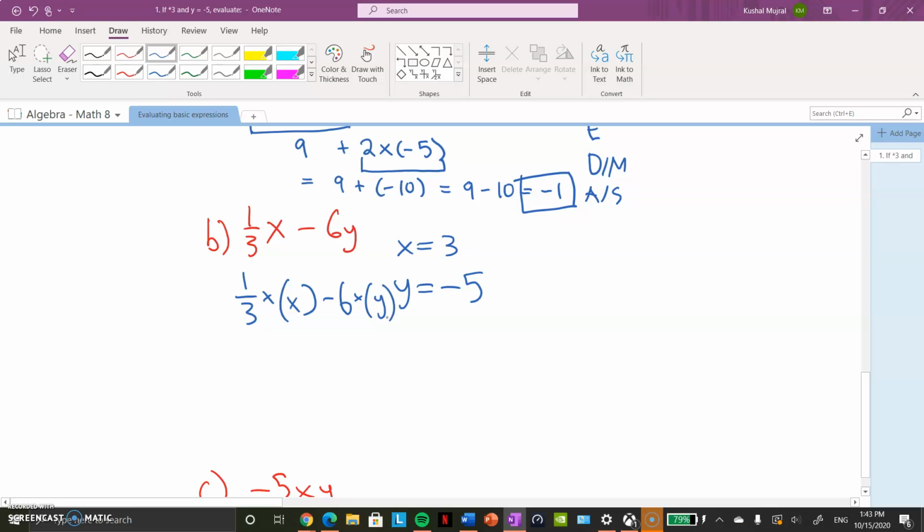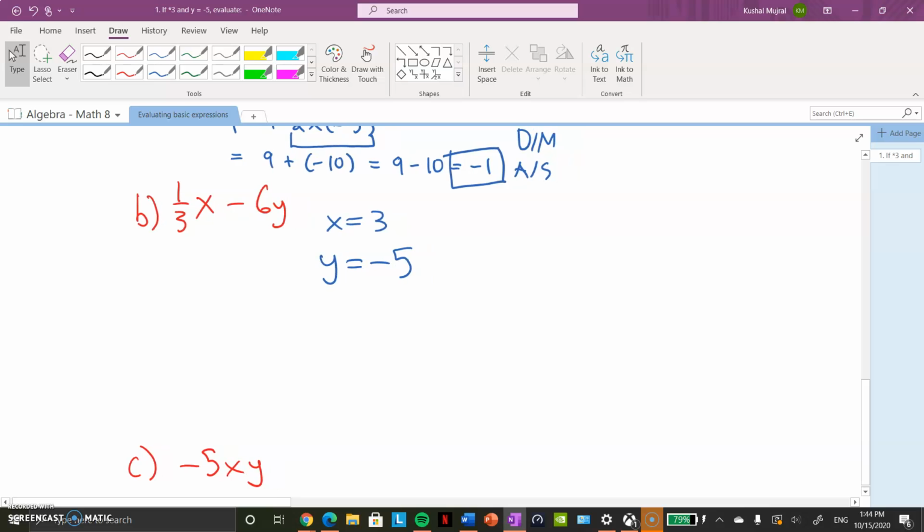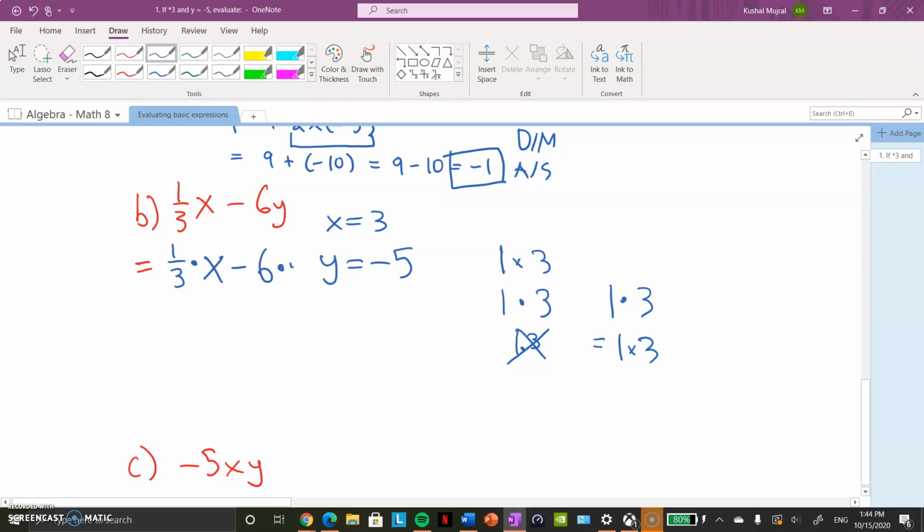Now, I want to mention something here, is this looks really confusing, right? There's an x here, there's an x here, and an x here. It's just really, really confusing there, right? So what we usually do is 1 multiplied by 3 can also be written as 1 dot 3. Not 1.3, not that. 1, and then dot in the middle, 3. That's the same as 1 times 3. Okay? So what we usually do for something like this is we would write it as 1 over 3 dot x minus 6 dot y.